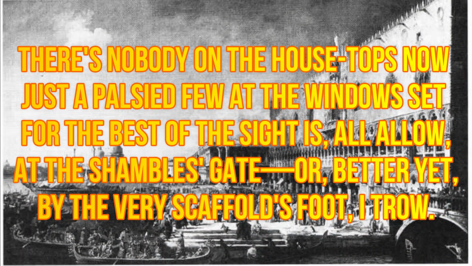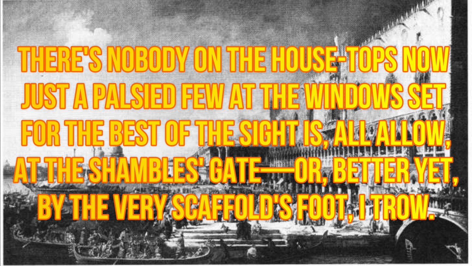Now you will see stanza 4. There is nobody on the housetops now. By reading these lines, you come to know that this is talking about the present. There is nobody on the housetops now, just a palsied few at the windows set. Now the speaker is talking about the present. He compares the scene of the present to the past scenario. Now he has been convicted and is being led to the gallows, the path of the dead. He has been convicted for the mistake he had made. Just a palsied few at the windows set. Now the place is empty and there is nobody to cheer his gallantry. Only a few people are there.